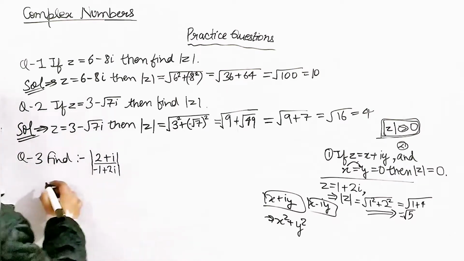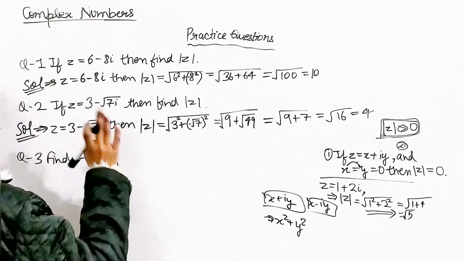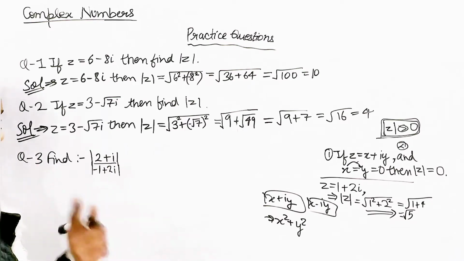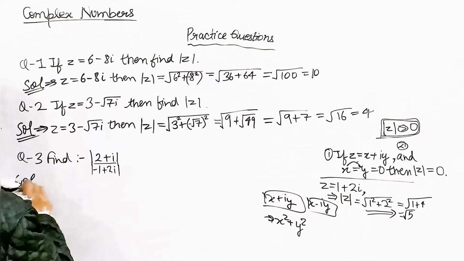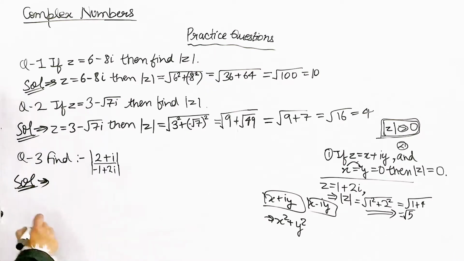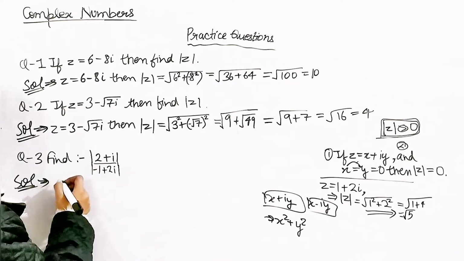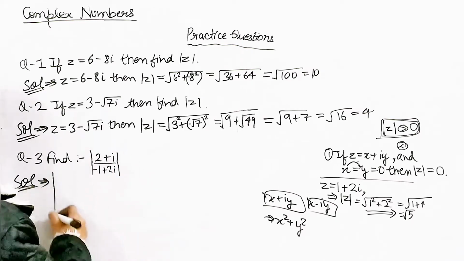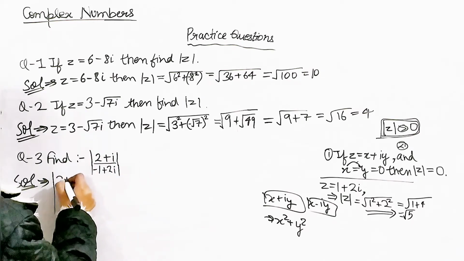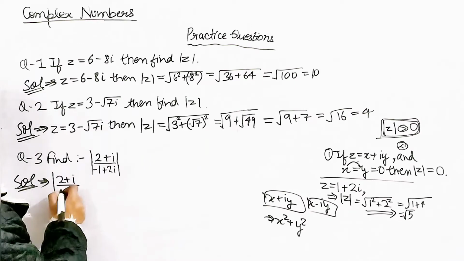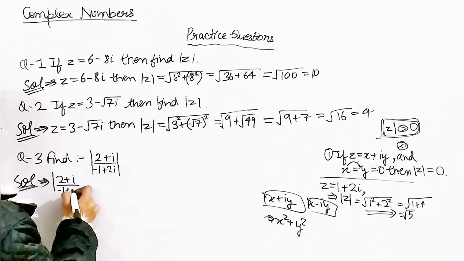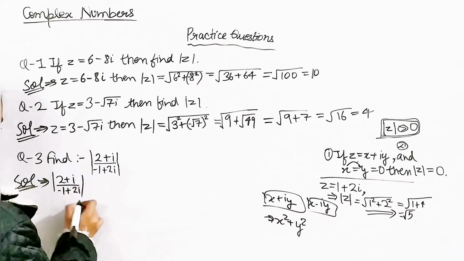Okay, so it's kind of different from these two questions, but there's nothing hard in it. It's just an easy question. So let's solve it. We have to find the mod of this complex number: 2 plus iota, divided by negative 1 plus 2 iota.